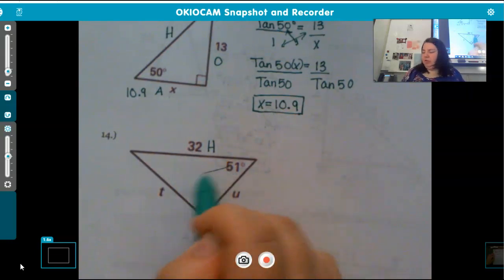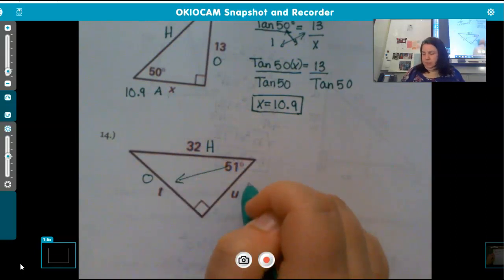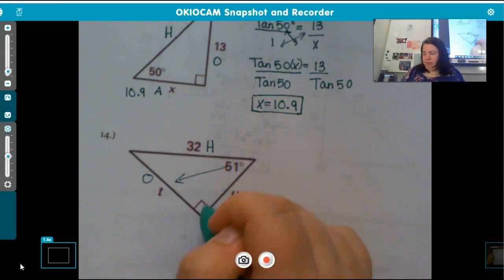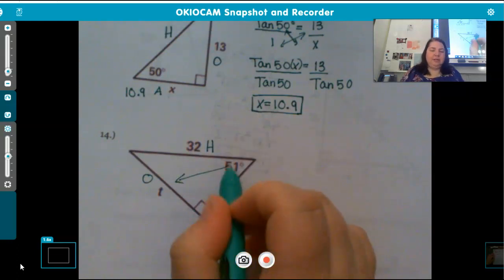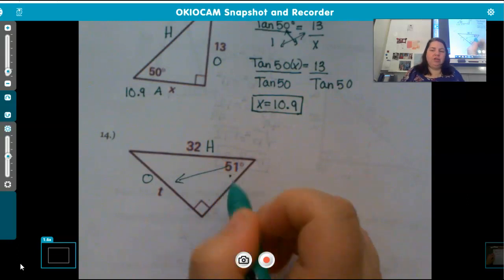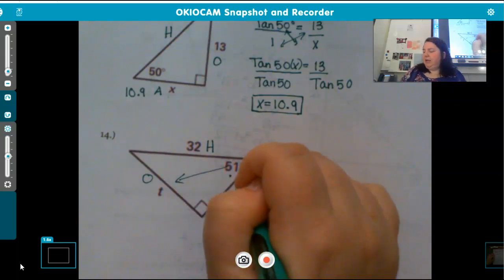Remember, opposite's the one we can draw the line to. Our reference angle is always going to be whichever angle we have a measurement for. It's never going to be the right angle. So that makes this A.